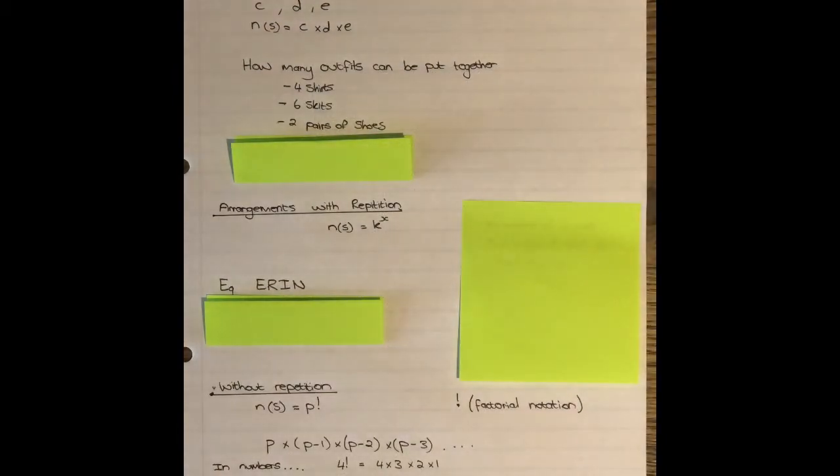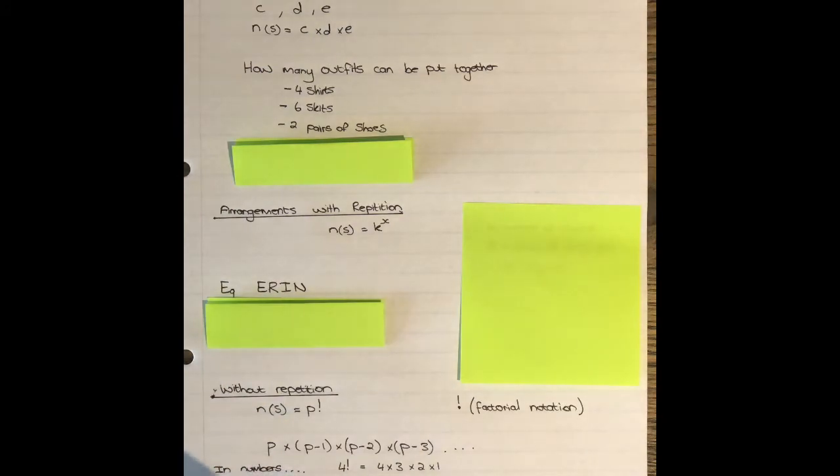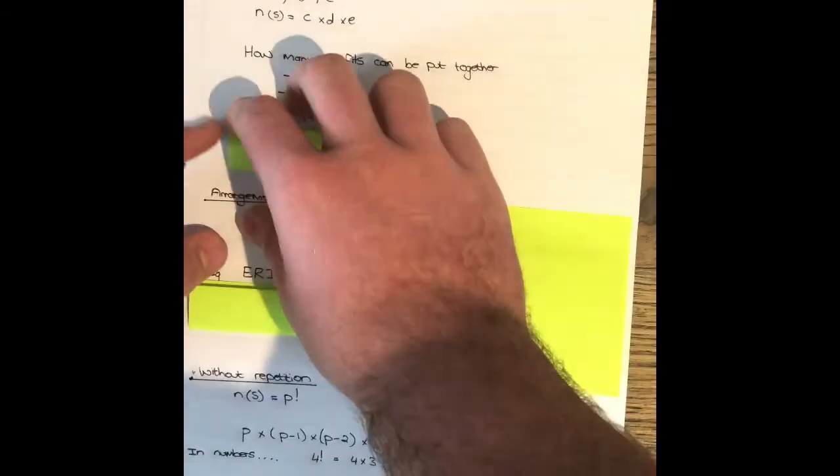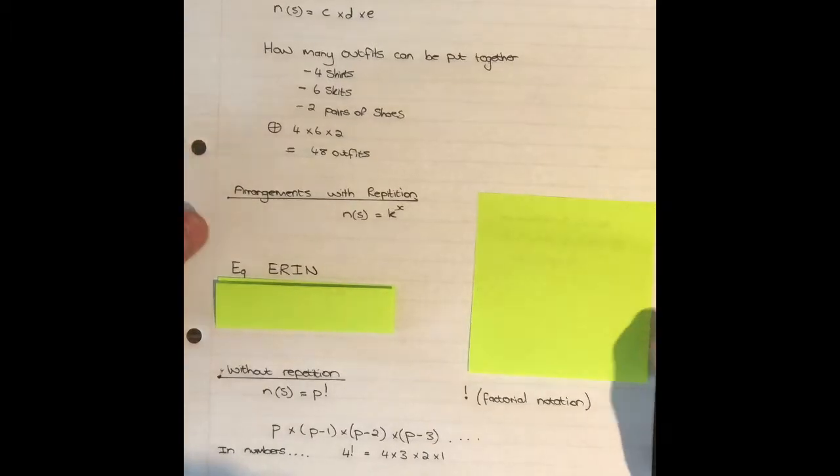Now, with all things in this lesson, we always have to learn the basics. So, these are the basics of the fundamental counting principles. When we are given different choices, for example, C, D, and E, the sample set will equal C times D times E. For example, how many different outfits could you put together with 4 shirts, 6 skirts, and 2 pairs of shoes? Well, like this suggests, it's going to be 4 times 6 times 2, and the exact answer will be 48 outfits.